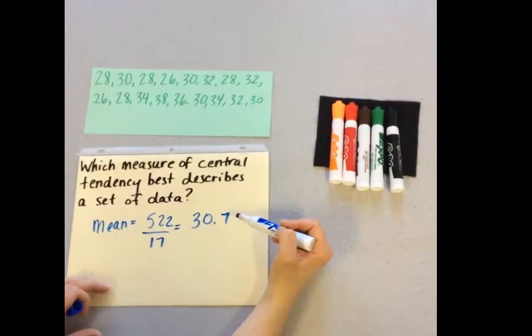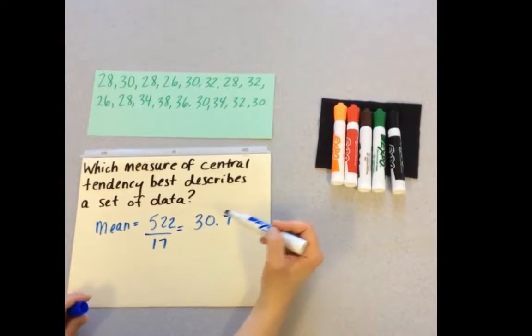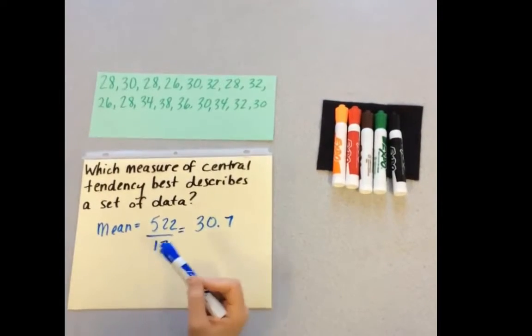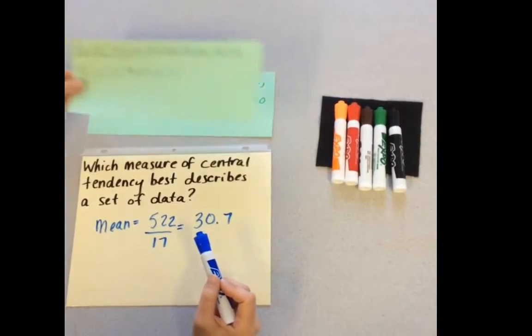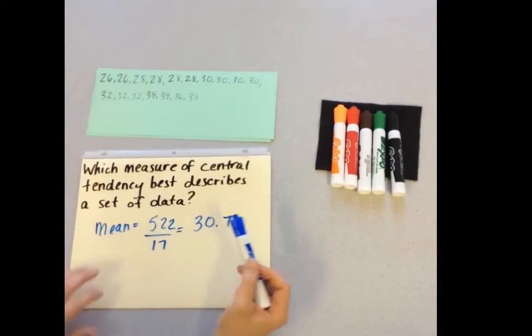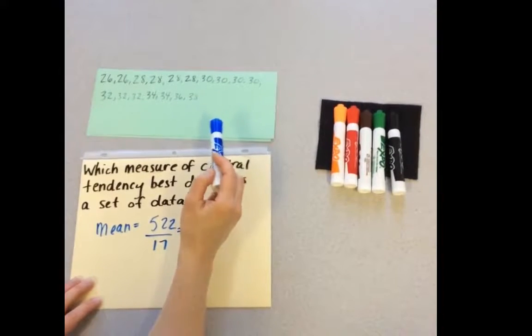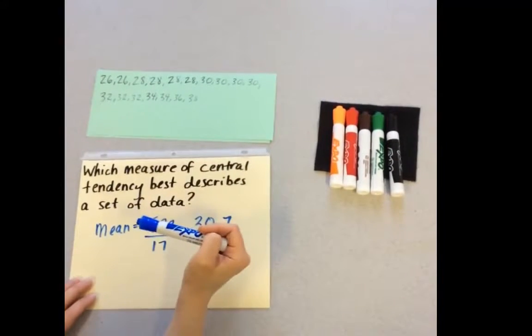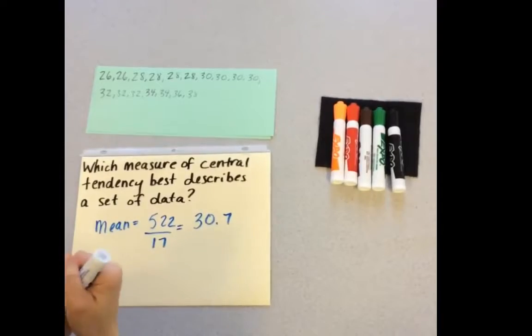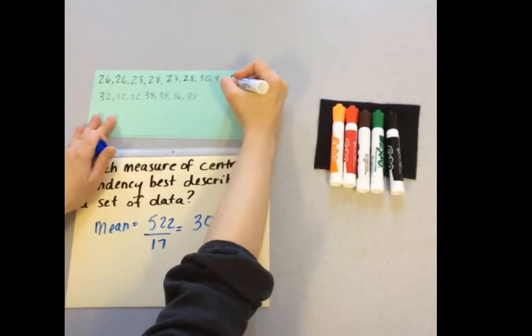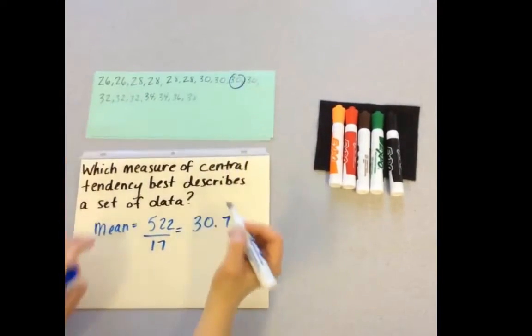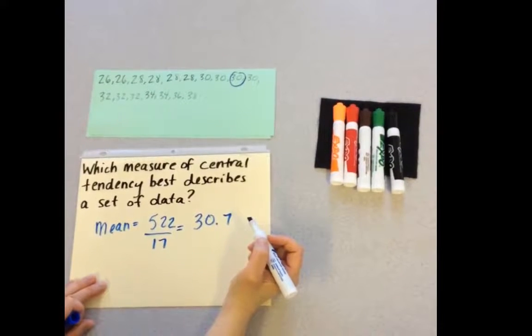To calculate the median, we must order the jean sizes from least to greatest size. Here they are in numerical order. Since there are 17 numbers, the median is exactly in the middle, and it will be the 9th number. The median size is 30.